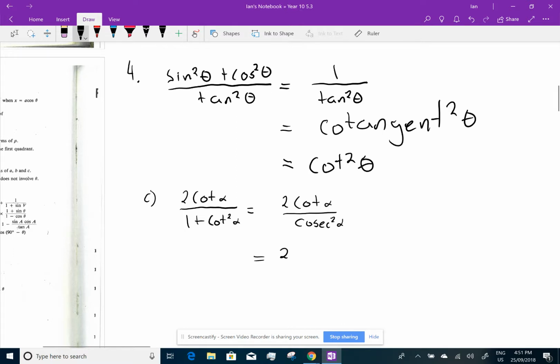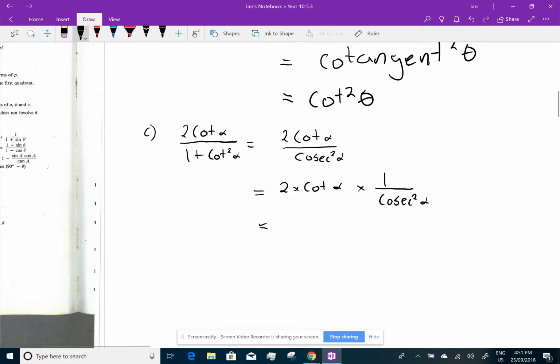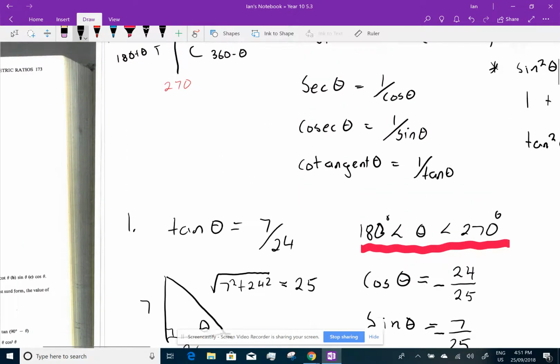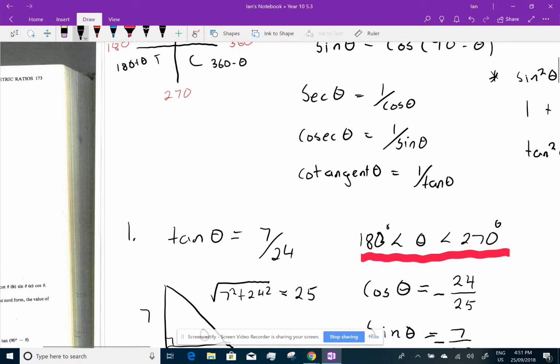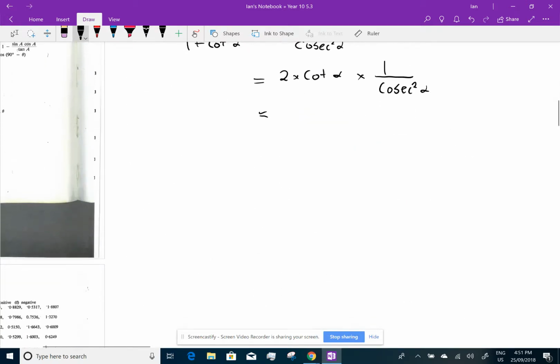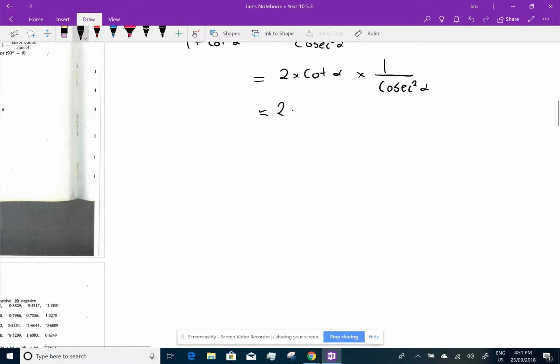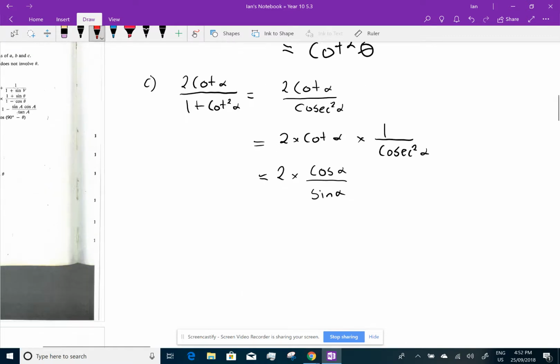Now I'm just going to write them separately. So 2 times cot alpha times 1 on cosec squared alpha. Well, I know that 1 on cosec is going to equal sine. And also I know that cot is a reciprocal of tan, and I know that tan is sine on cos, so the reciprocal is cos alpha on sine alpha. So just think about that. I'm just going to write it in red over here.